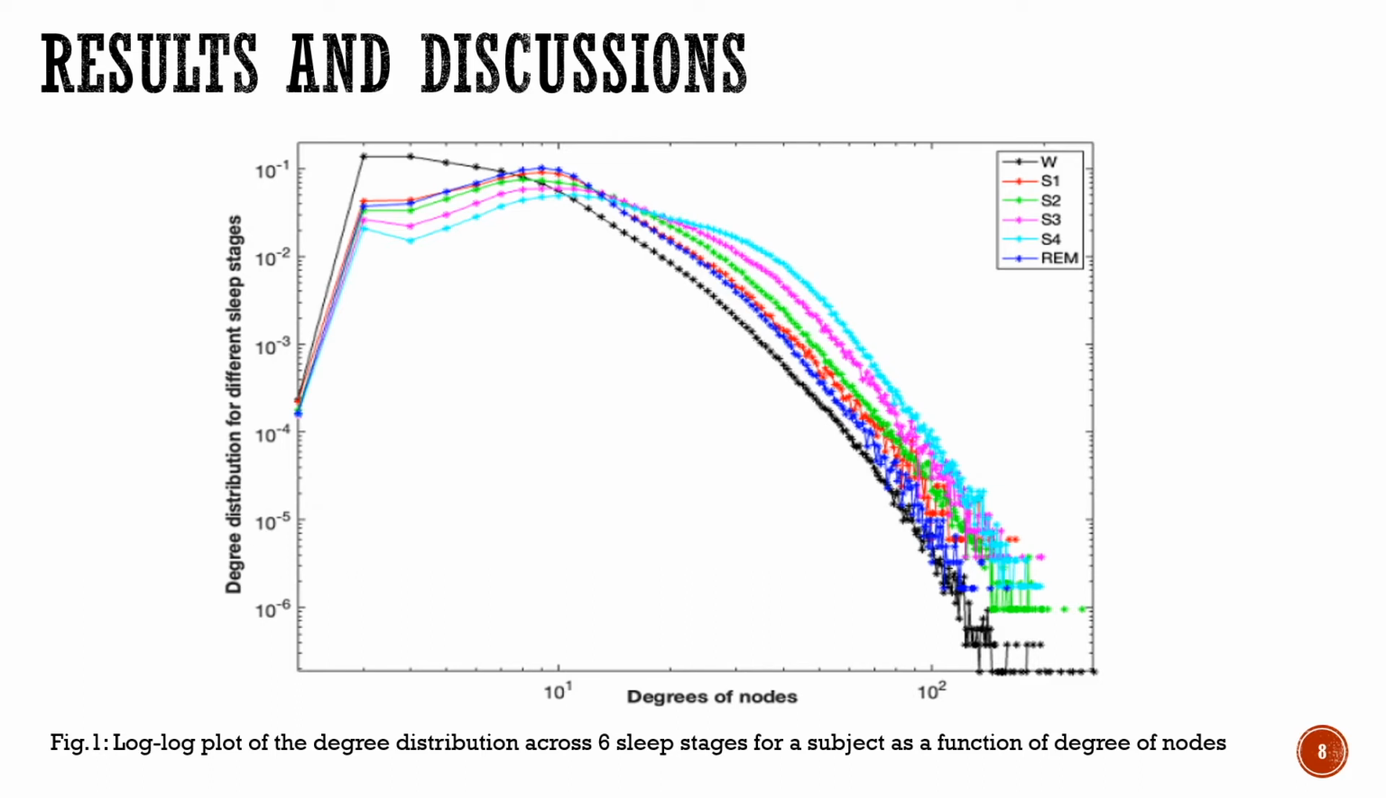And also we can notice one thing, that here the value of the degree of the node, which is k, is taken from 2 to 6, which is sufficient for distinguishing between different sleep stages. So we have utilized only the top 6 values of the degree of nodes to calculate the degree distribution.